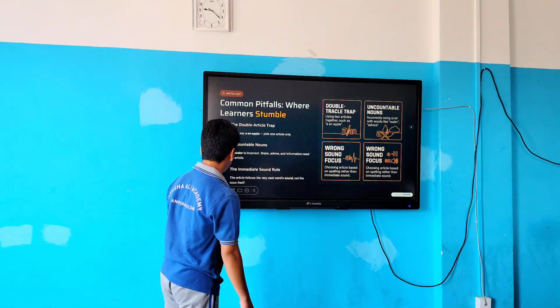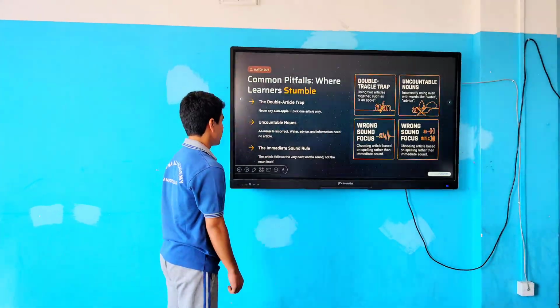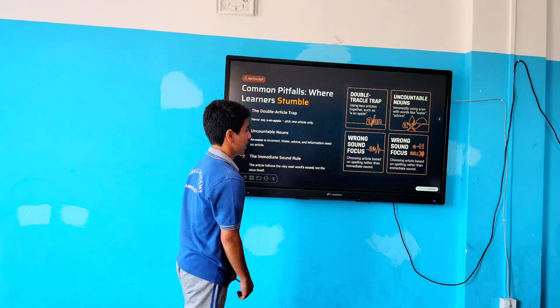Water, advice, and information need no article. The immediate sound rule: the article follows the very next word's sound, not the noun itself.